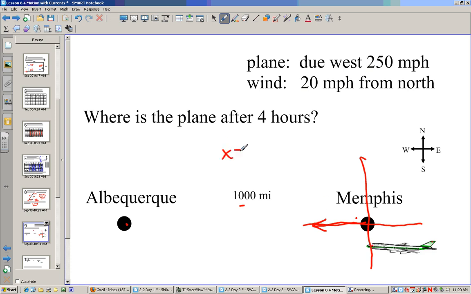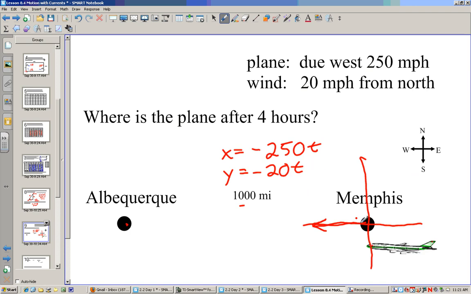My x, I'm going to the left, so that's going to be negative 250t. Now, my y direction is going 20 miles per hour from the north, so it's going to be blowing us down 20 miles for every hour.